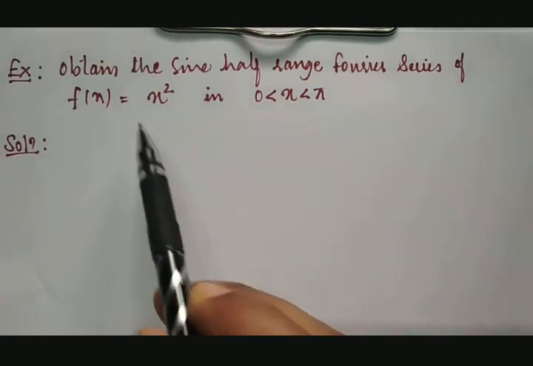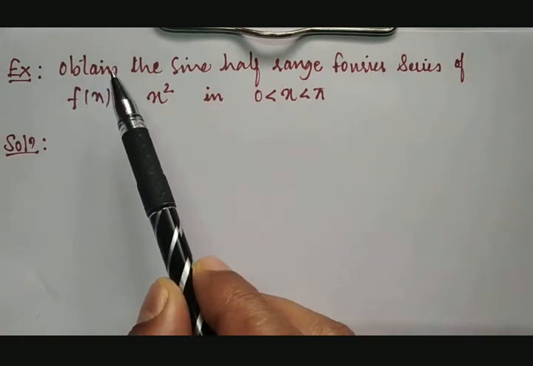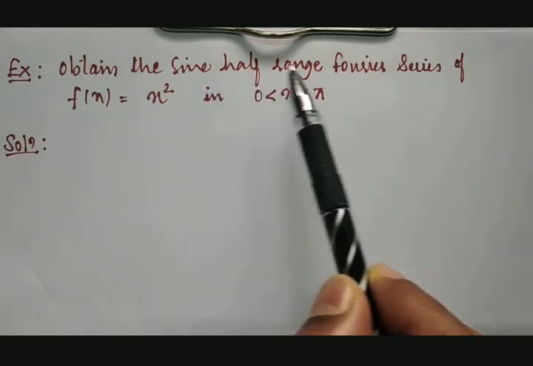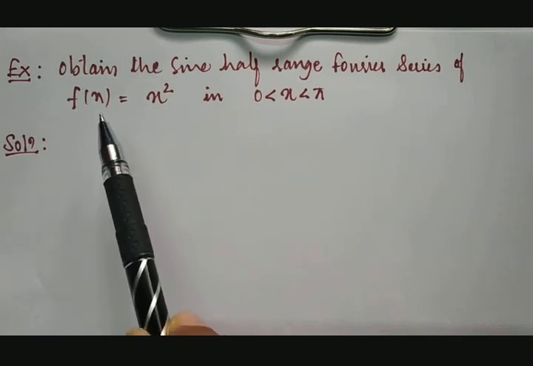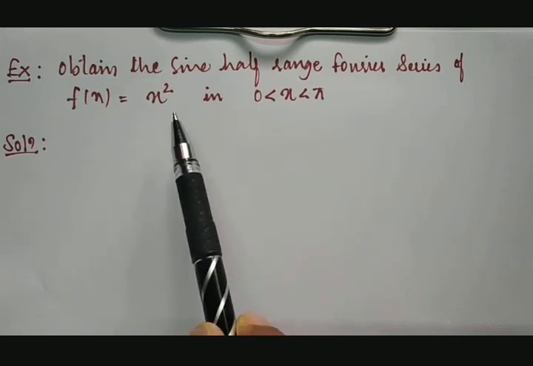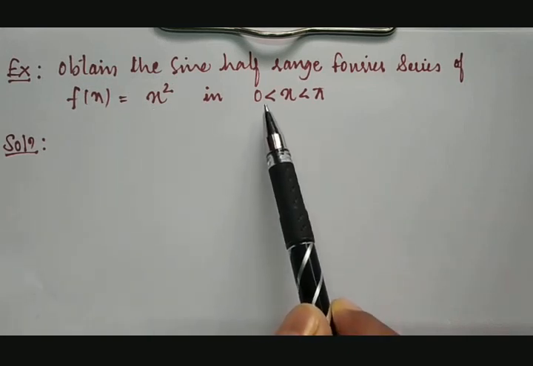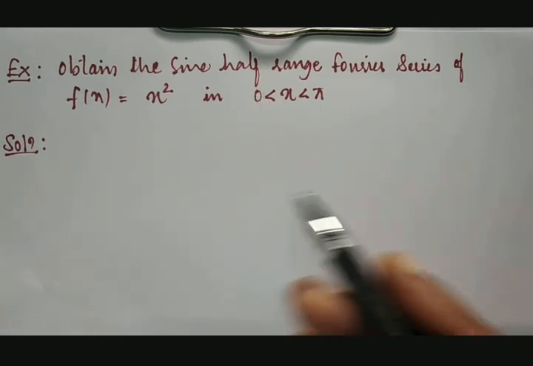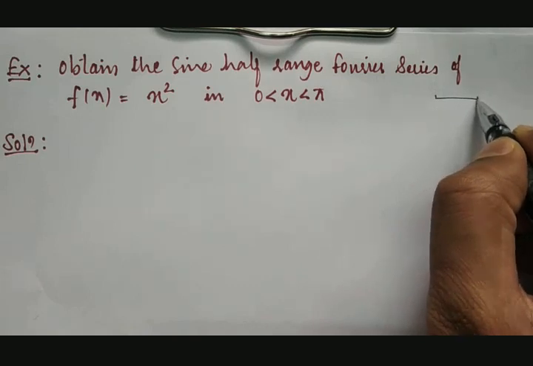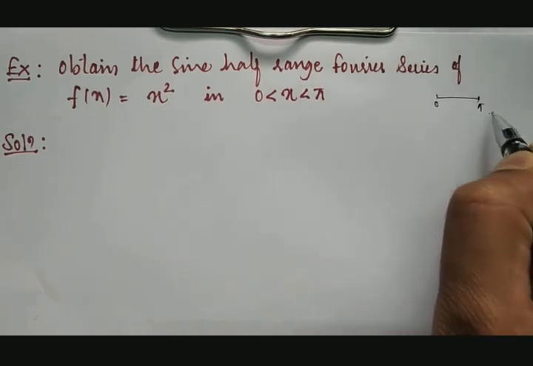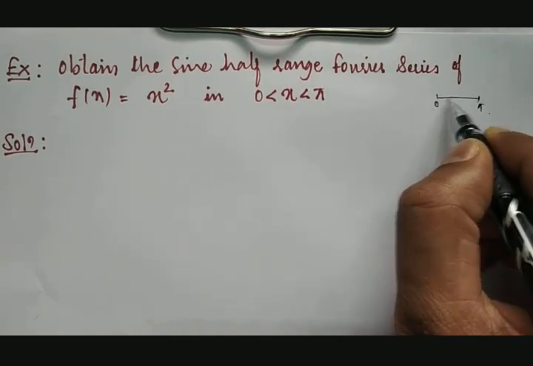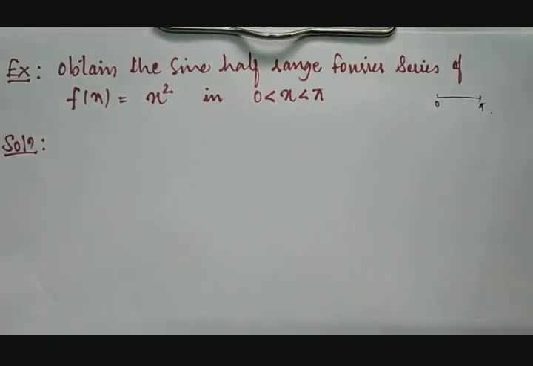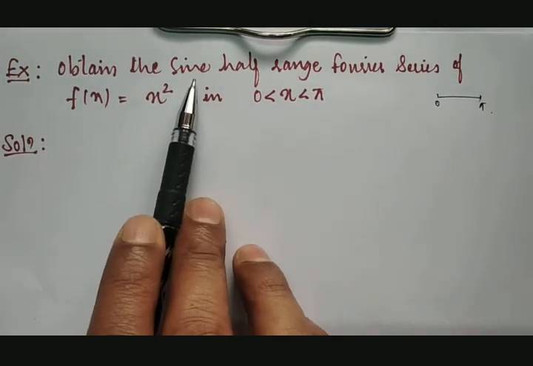Now in this session we are going to discuss an example of obtaining a sine half range Fourier series of the given function f of x is equal to x square in 0 less than x less than pi. You can observe here the function is between 0 to pi. It is already given. So this is always treated as half range, and already the title is also given.